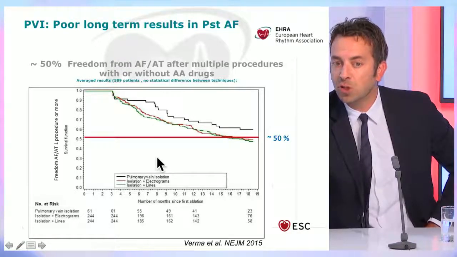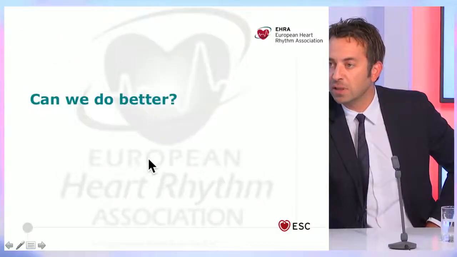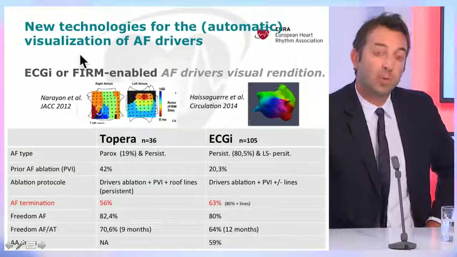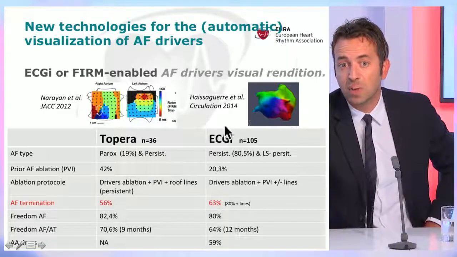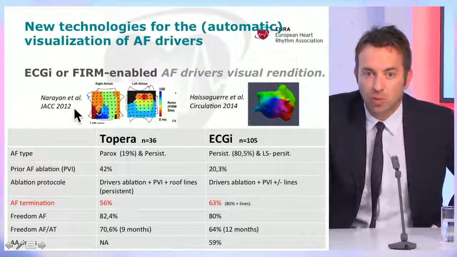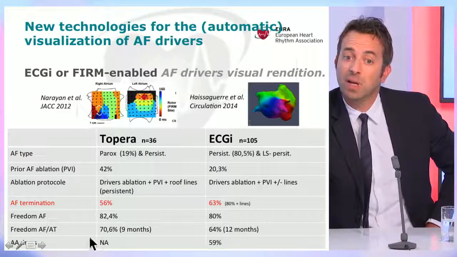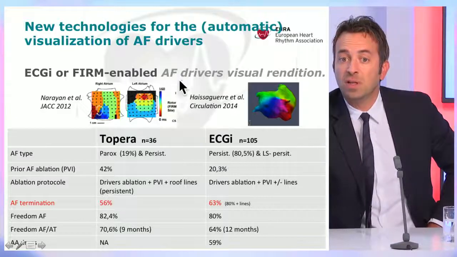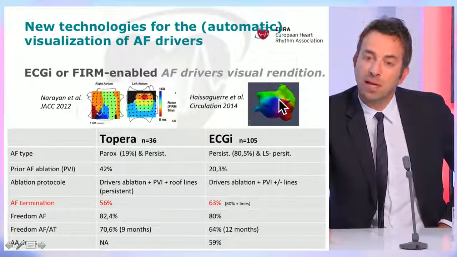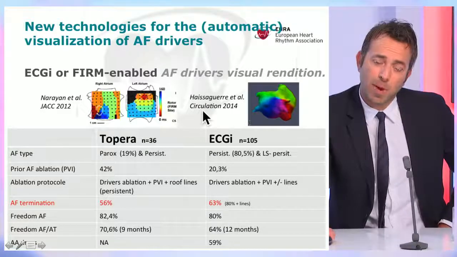So after STAR AF2, the question is, should we only ablate paroxysmal AFib and do PVI, or can we do better in persistent AFib ablation? New technologies for the automatic visualization of AFib drivers have been developed recently with very interesting results. You can see here the Spatio system and the ECGI system. Sanjiv Narayan in 2012 and Michel Haïssaguerre in 2014 published very excellent articles showing good data, with 56% termination with Spatio and 63% termination by targeting drivers, and 80% if they add lines. They also have very promising long-term results.